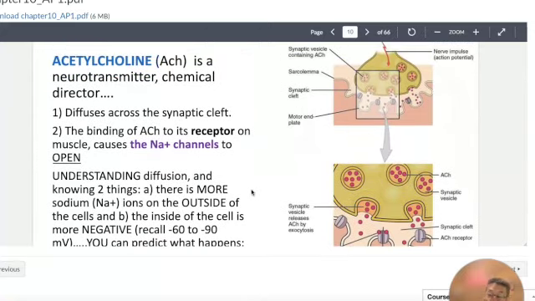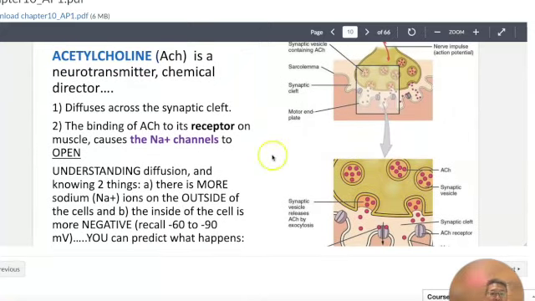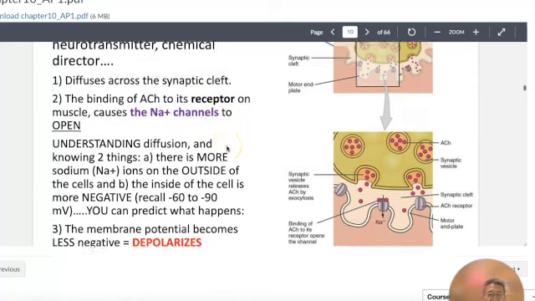Again, how does it work? The acetylcholine diffuses across the synaptic cleft. ACh stands for acetylcholine. It goes across there, attaches to the receptor, and causes the sodium channel to open.